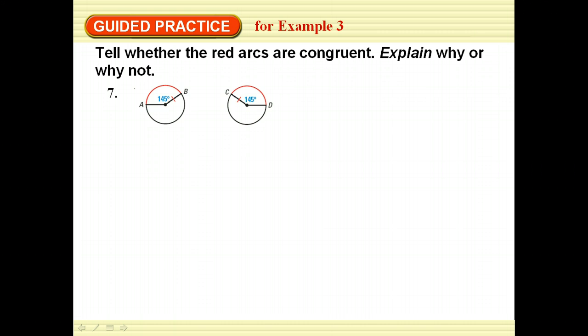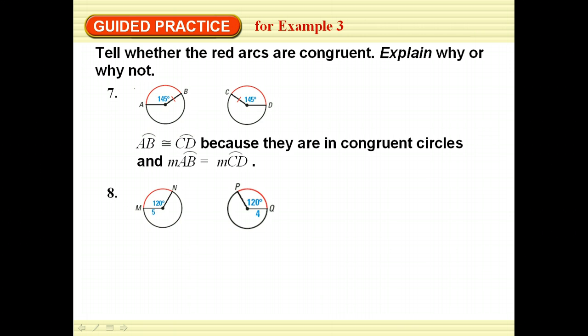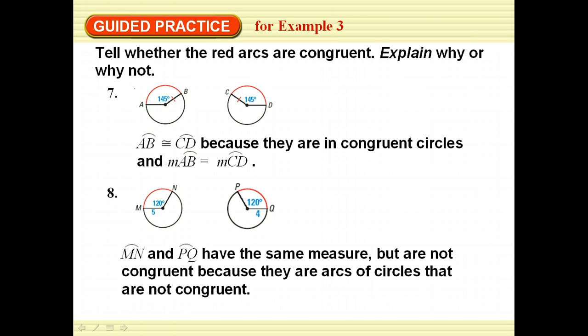Tell whether the red arcs are congruent, explain why or why not. In this case, the radii are marked to be congruent, the angles have the same measure, so yes, they are congruent. In number 8, we notice that they both measure 120 degrees. However, the radii are not congruent, so they're not from congruent circles. We cannot say that those two arcs are congruent.